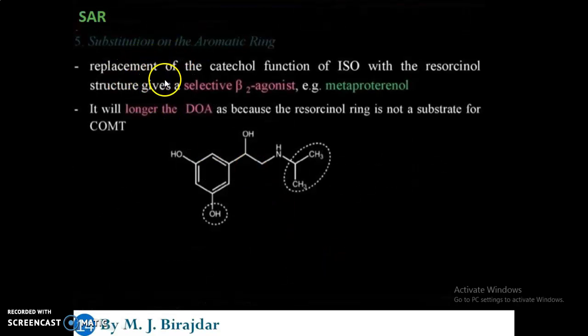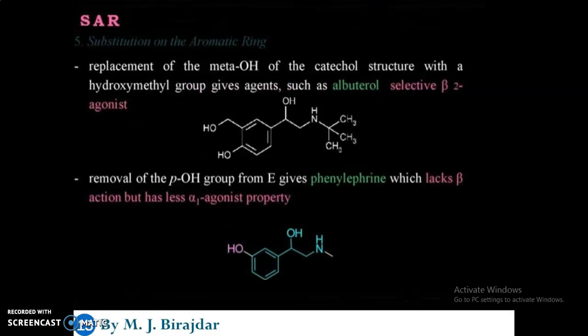Substitution on the aromatic ring. Replacement of the catechol function of isoproterenol with the resorcinol structure gives a selective beta-2 agonist, that is metaproterenol. It has a longer duration of action because the resorcinol ring is not a substrate for the COMT enzyme, catechol O-methyl transferase.